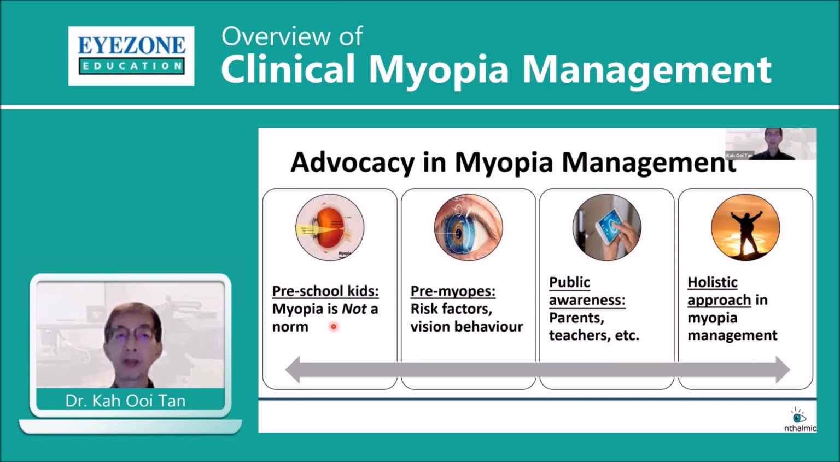For example, myopia is not the norm for preschool kids. We know that preschool kids should not be myopic. So the moment a parent notices that the kid is already myopic before going to school, that is a sign that they should bring the kid to see an eye care practitioner for myopia control as early as possible. And again, the holistic approach is one of the key points that we have to highlight here.